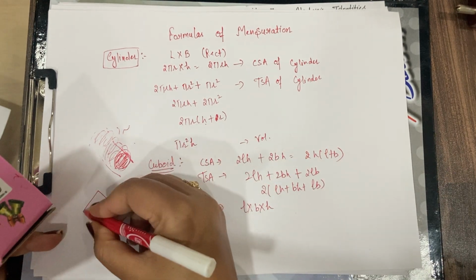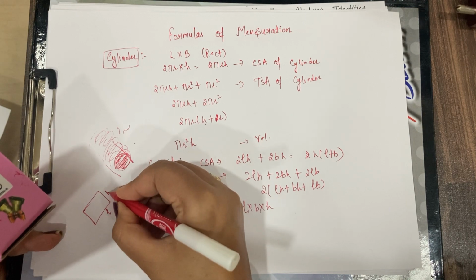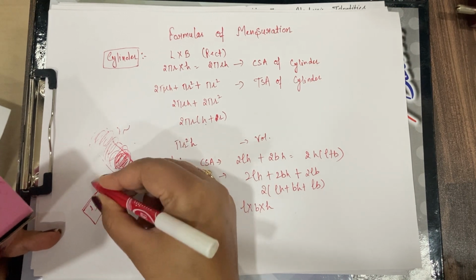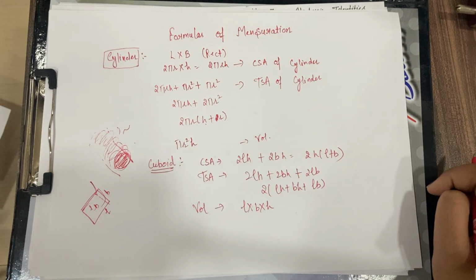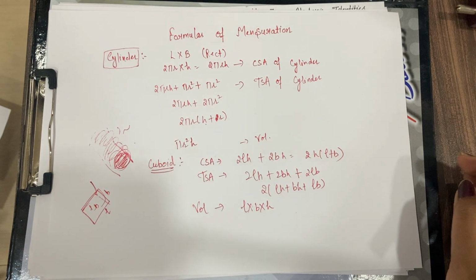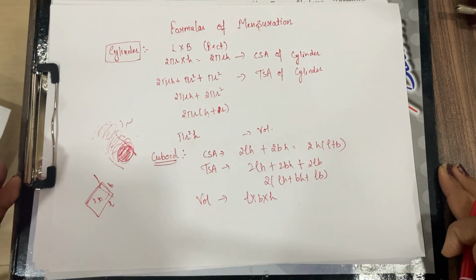At the bottom there is a rectangular shape whose area will be L into B. Just that in a rectangular shape, when you involve height, you will get LBH. Correct? Now moving towards the last shape, which is cube.